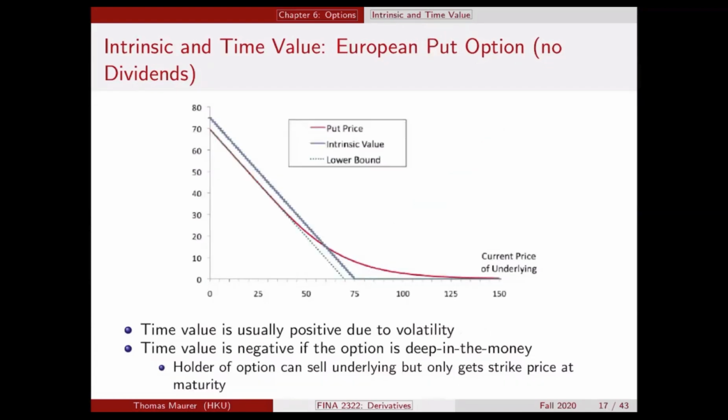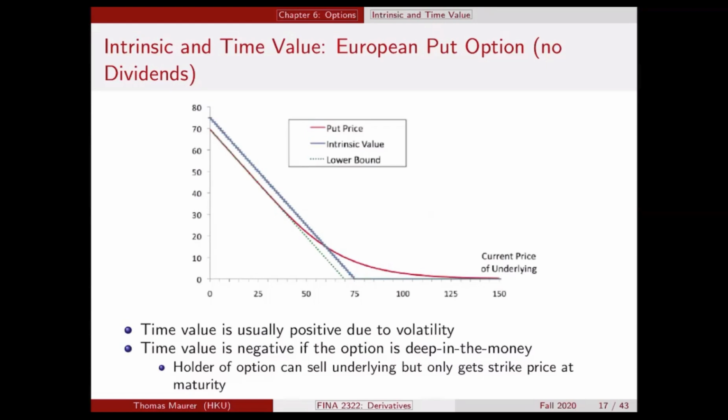Next, let's look at an example of a put option. I draw again the blue line, which is the intrinsic value. So if you have a put option with a strike price of $75, if the price of the underlying is above $75, if you were at maturity, then you do not want to exercise that option, because you do not want to deliver something worth more than $75 and only receive a strike price of $75.